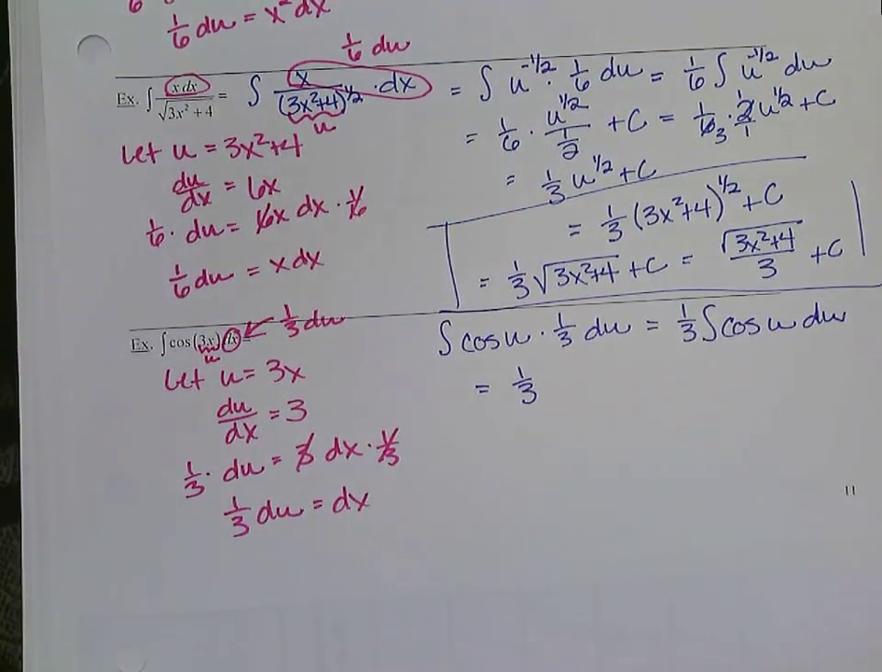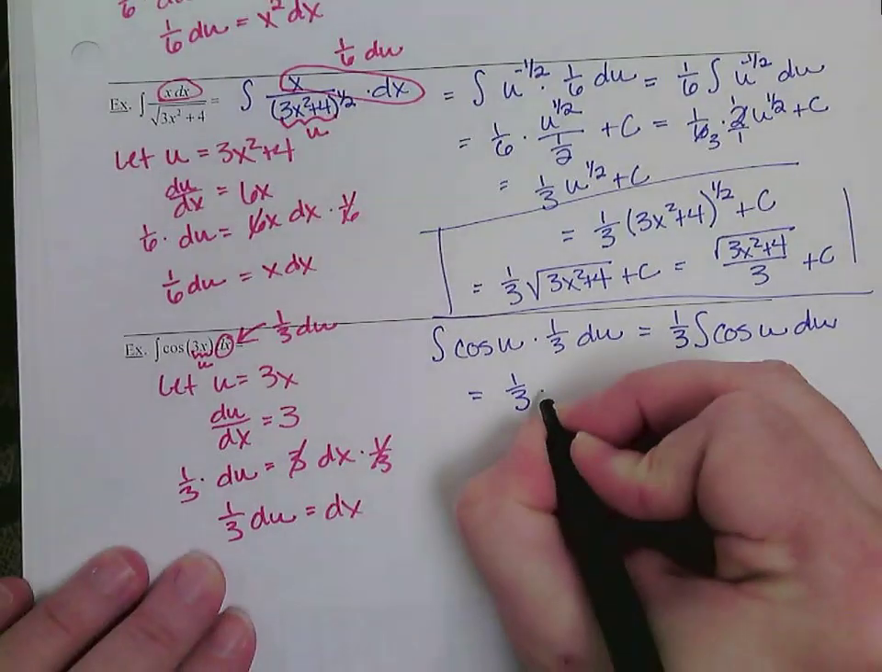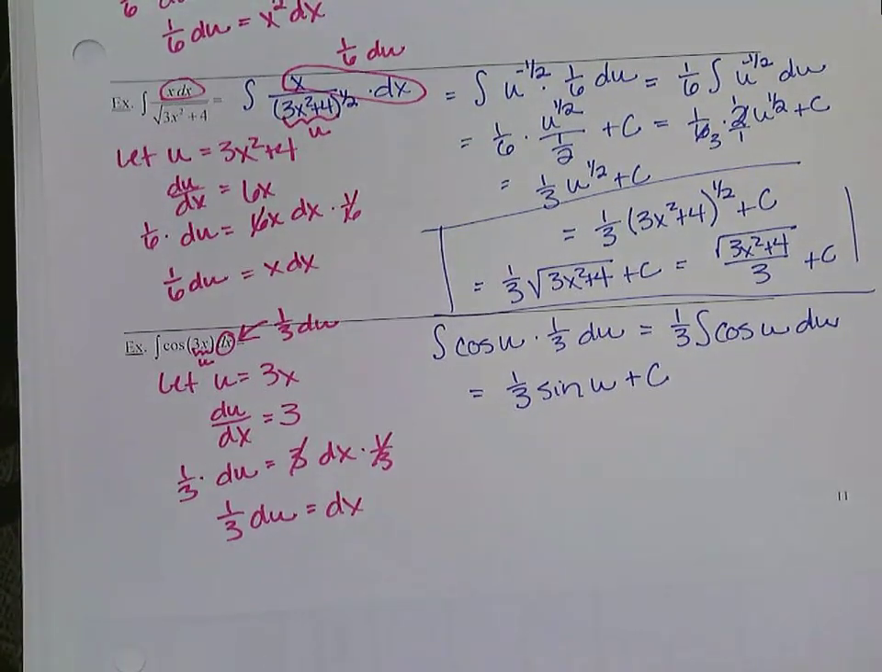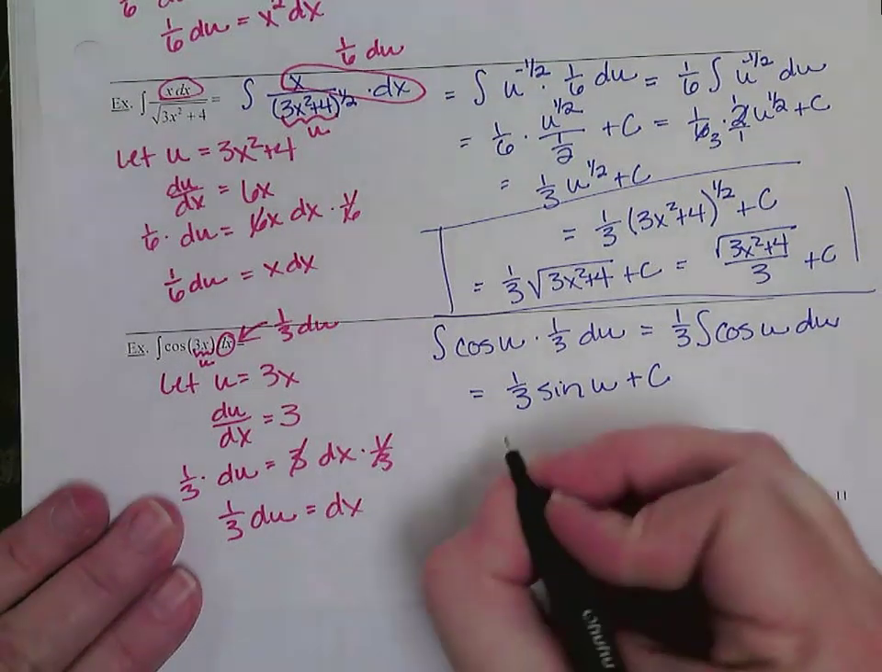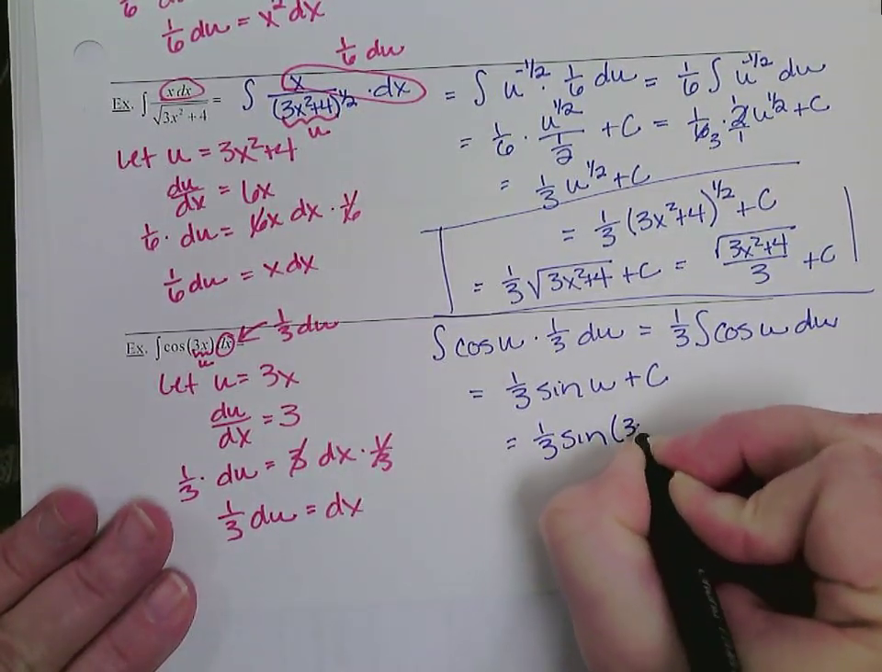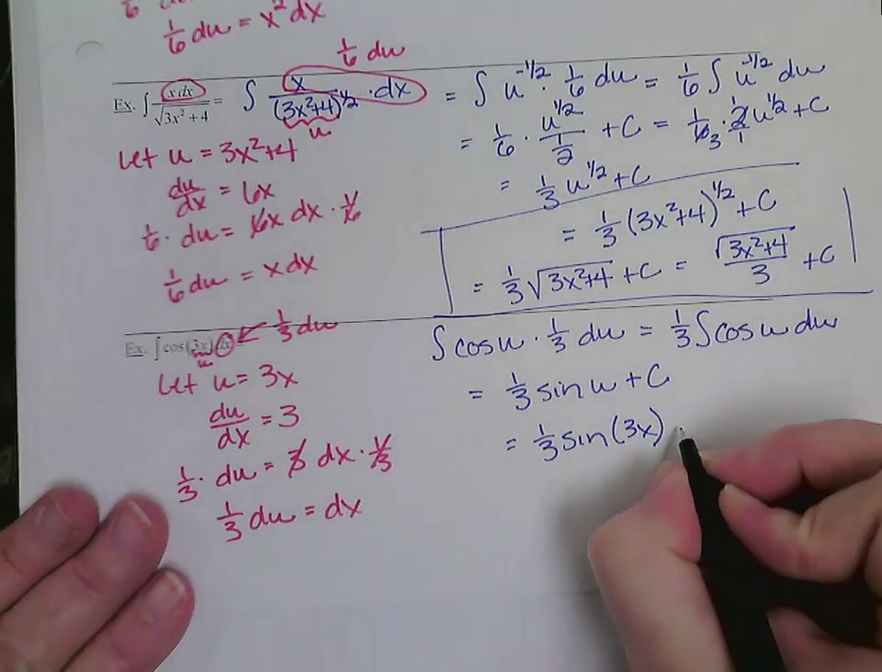The antiderivative of cosine of u with respect to u is sine of u plus c. So 1/3 sine of 3x. Let's see.